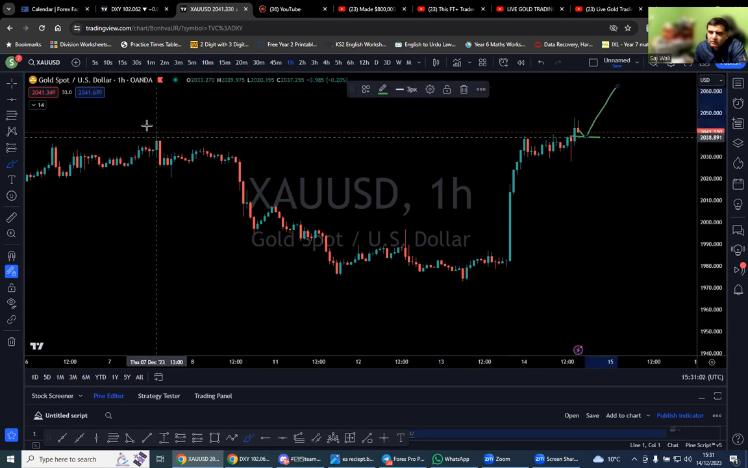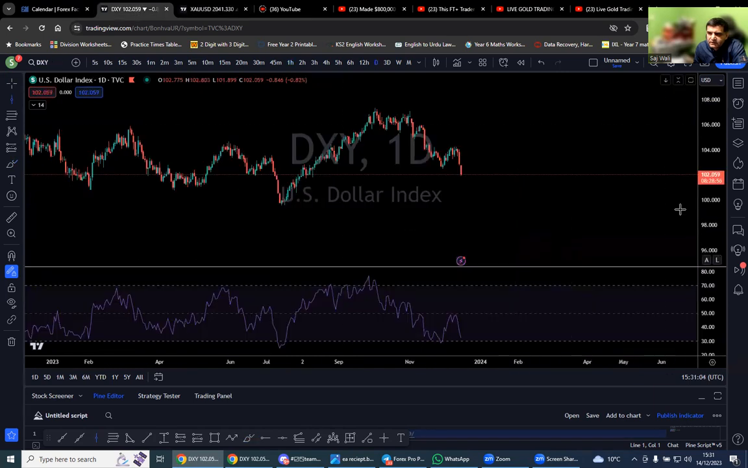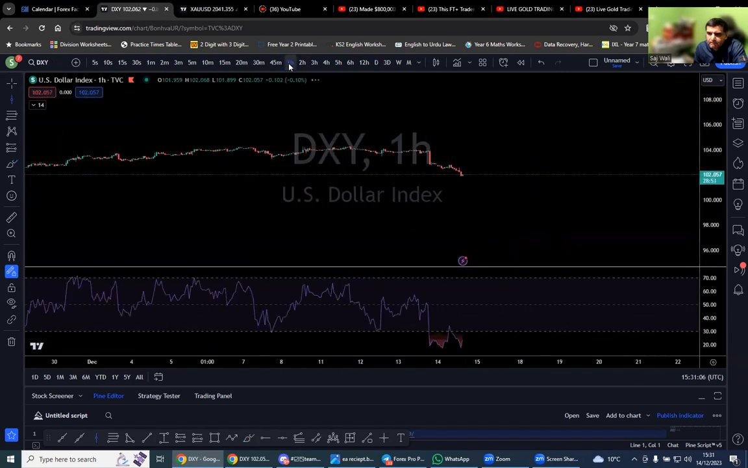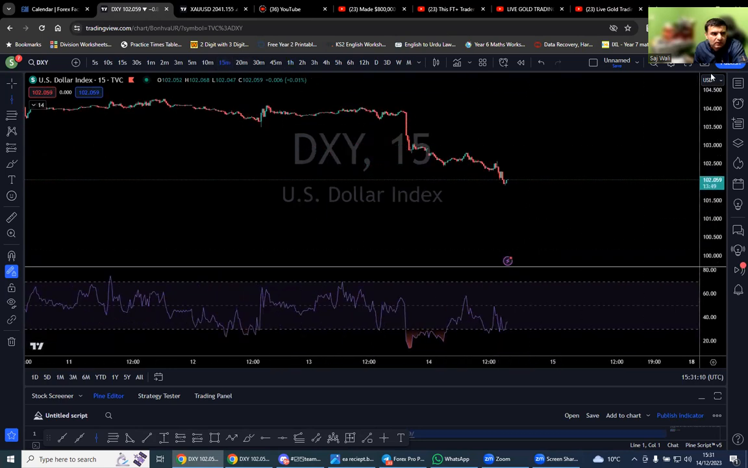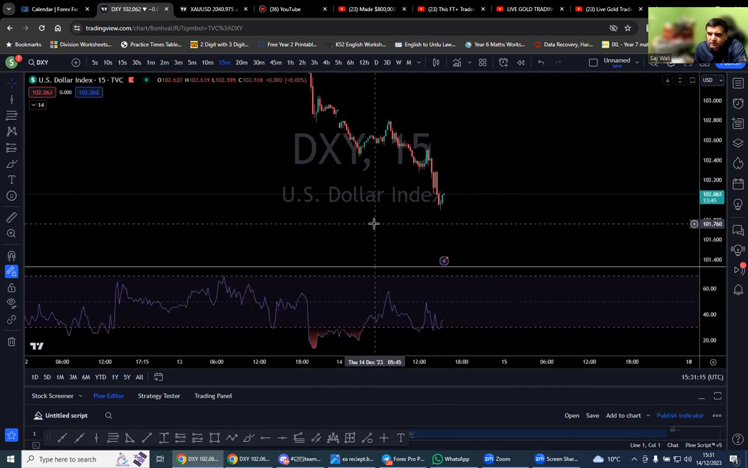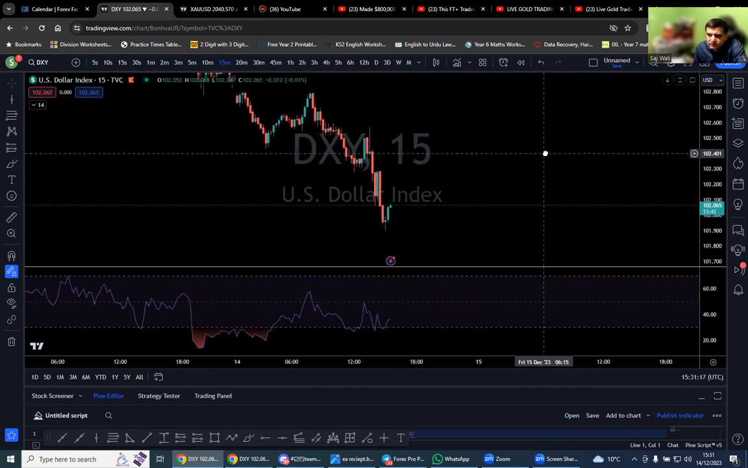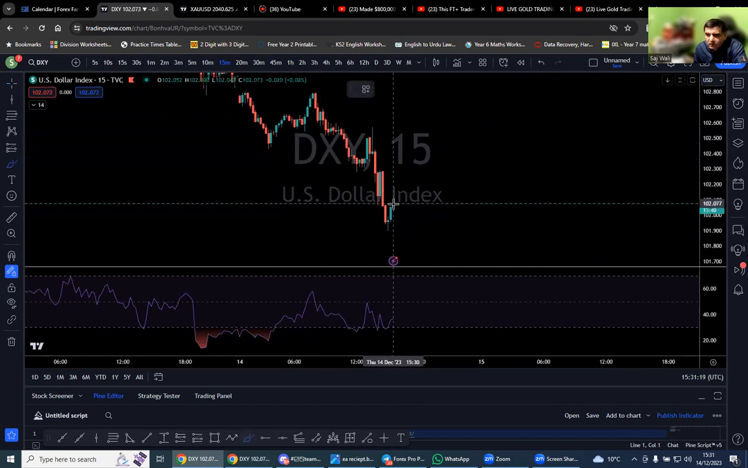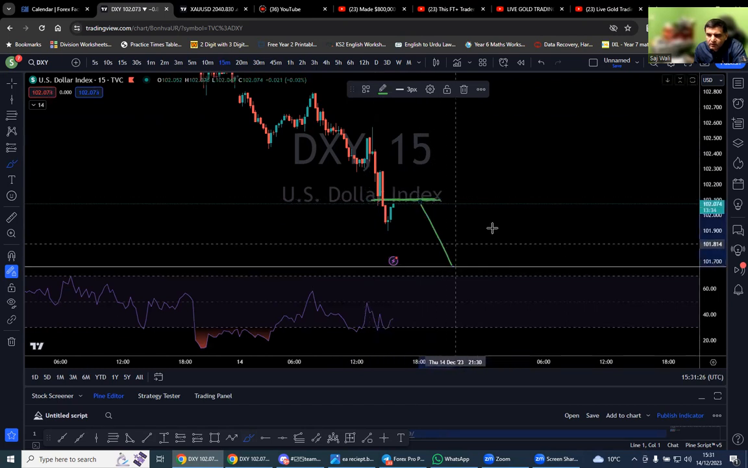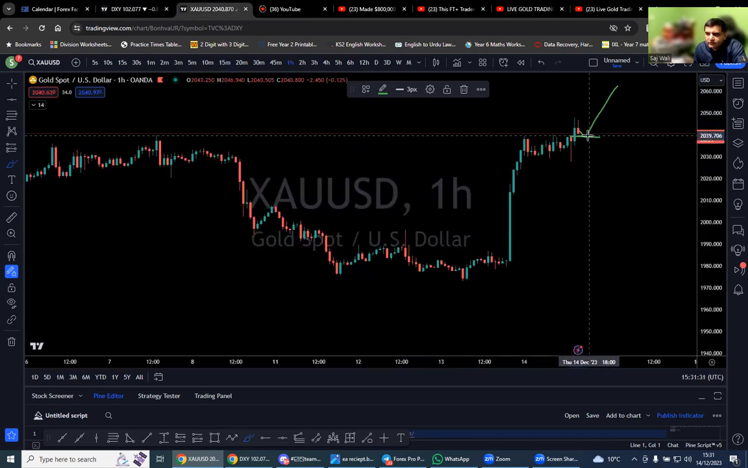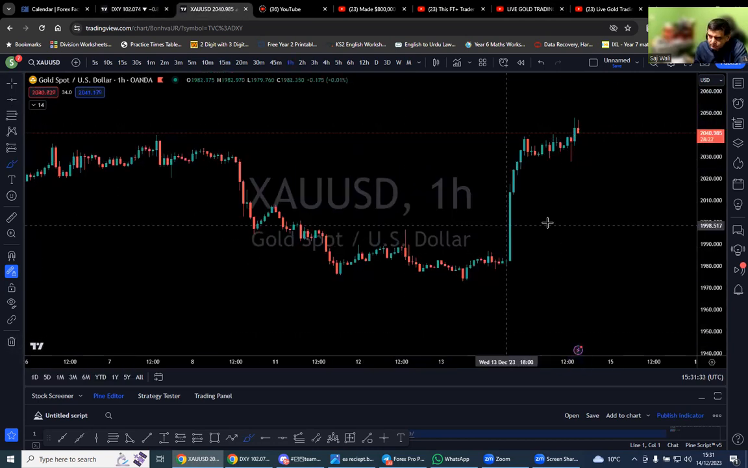Why? Because Dixie is coming down still. And now also you can see the Dixie. Let me go into a smaller time frame, maybe 15 minutes. We are already in a smaller time frame. Dixie is going to the upside. So maybe Dixie will go here to its fair value and come down, and gold will start going to the upside again after testing this fair value gap.